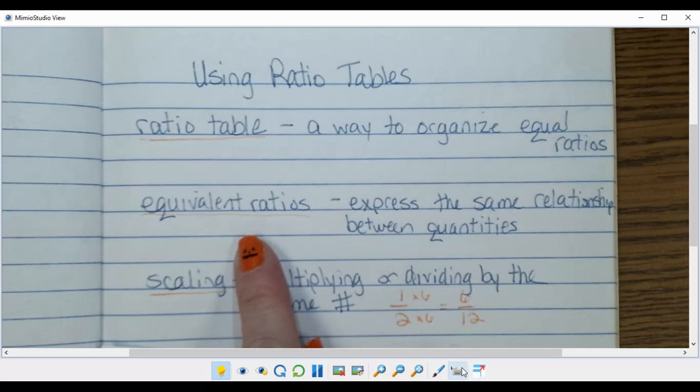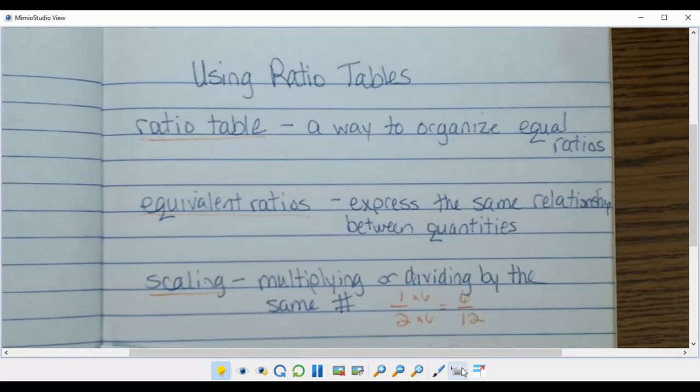If you have, let's say, oranges and apples in a bowl, and you have multiple bowls that are exactly the same, those would be equivalent ratios. The relationship between the two pieces of fruit is the same.